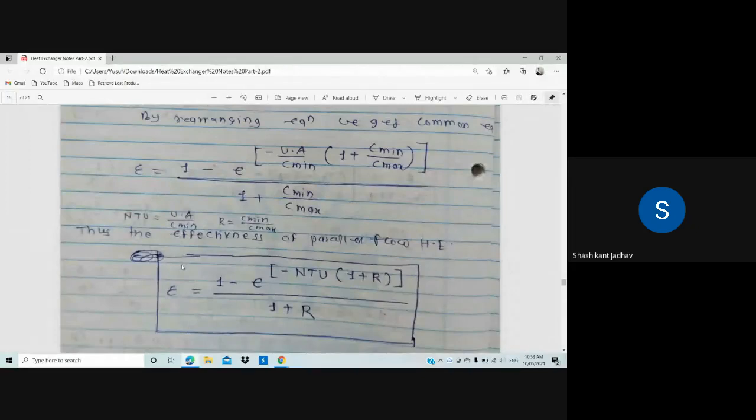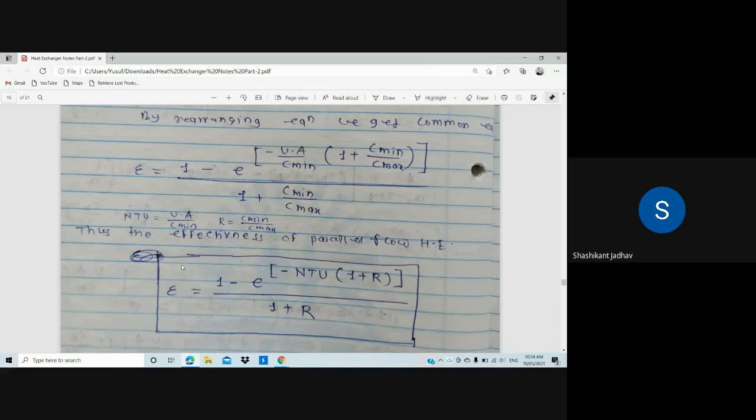Okay, in our equation there is U A upon C minimum. So instead of that we have to put the value as NTU, then C minimum upon C max, that value is present in the equation. So instead of that we have to put the value as R. So all of you write down NTU is equal to U into A divided by C minimum, and R is equal to C minimum upon C max.